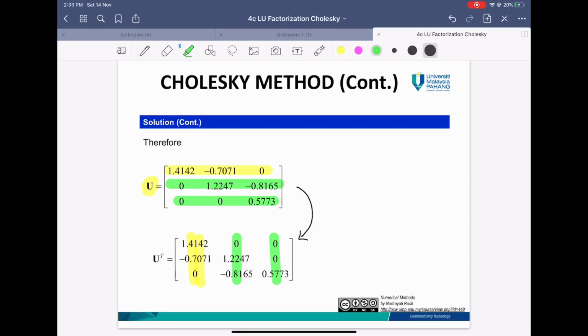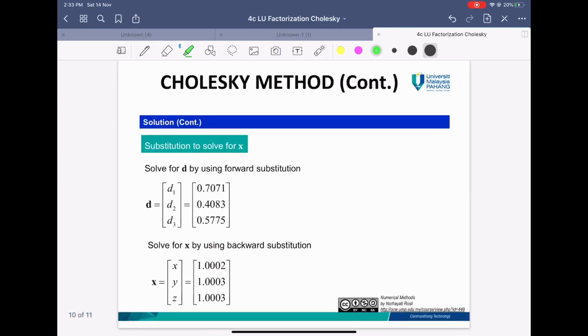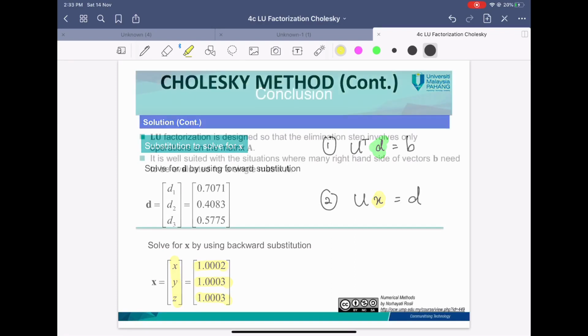After you get your matrix U and U transpose, we can set U transpose D is equal to B. You will get your D. And then after you get your D, we can solve for X, where UX is equal to D. We will get our solution for X, which is given by this value. That's all for the Cholesky method.